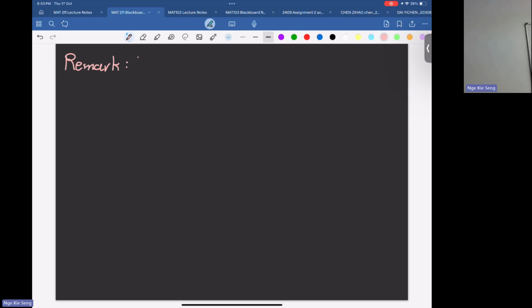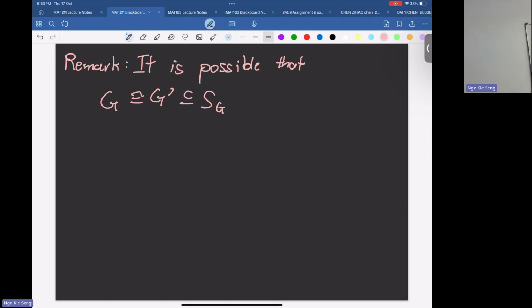Okay, so let me write down the abstract statement first. It is possible that G is isomorphic to some other thing inside SG. This is the phi that I told you. Let's write down phi. This one is defined to be phi.